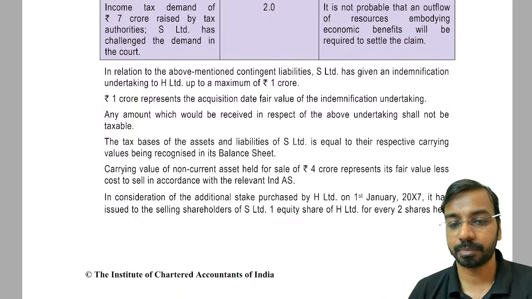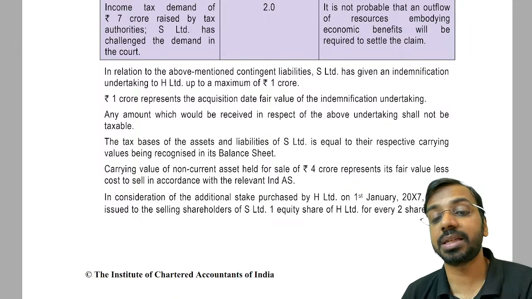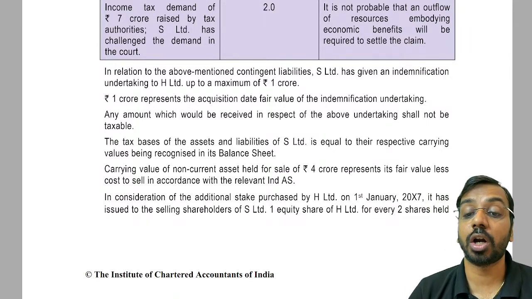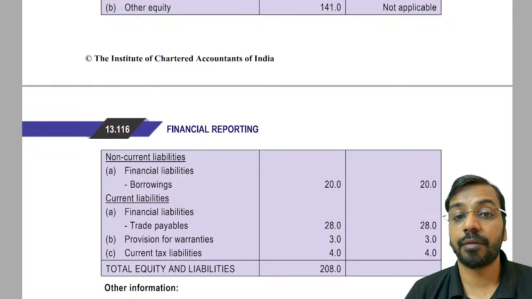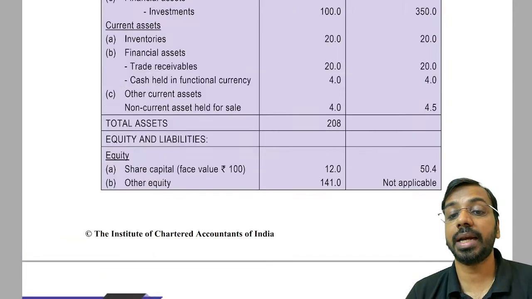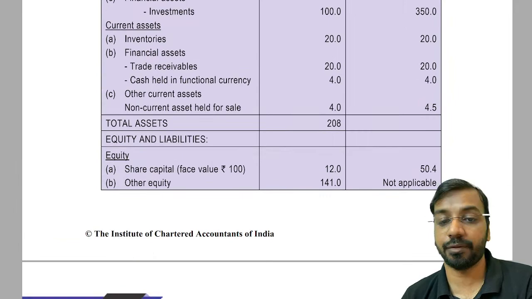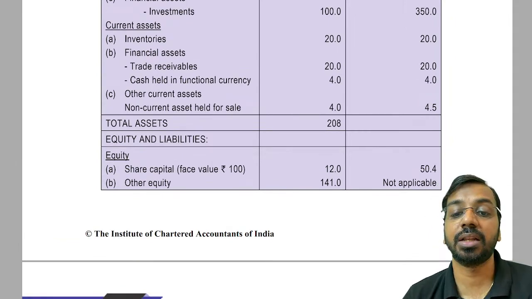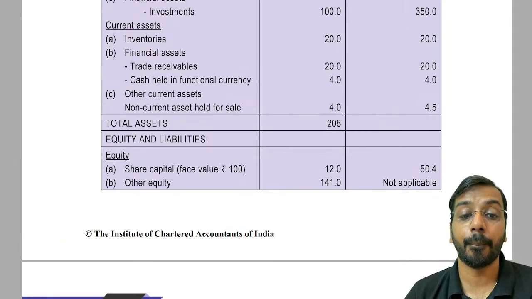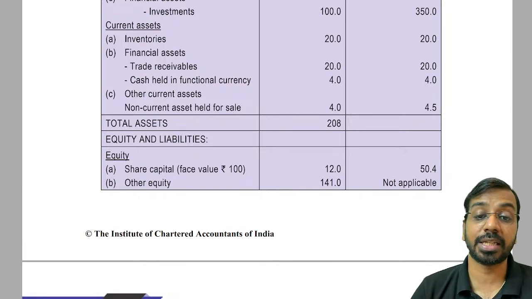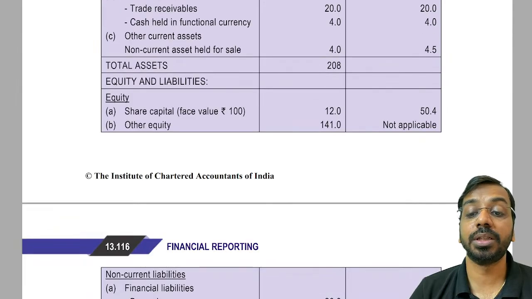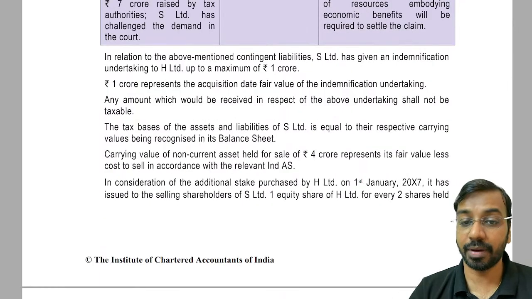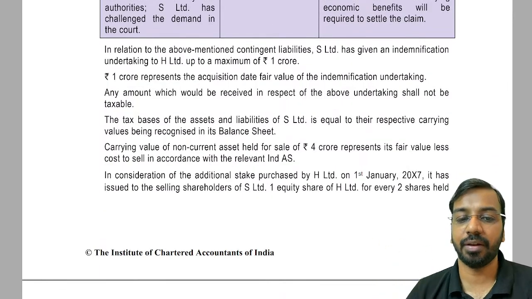But please remember, here we will consider fair value less cost to sell and will not consider the fair value. Here, if you see the fair value, they have said non-current asset held for sale is 4.5. But as far as the measurement exception is concerned, non-current assets which are held for sale are also measured at fair value less cost to sell and not at fair value.